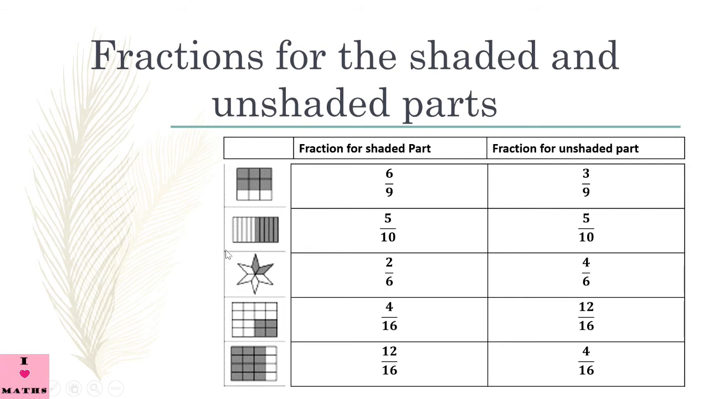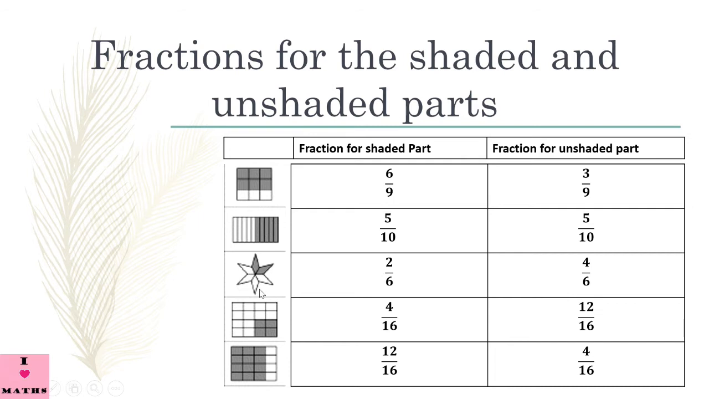Look at this second figure. In the second figure, we have divided the figure into 10 equal parts. And out of 10 parts, we have shaded 5 parts. So the fraction for the shaded parts is 5 upon 10. And the other 5 parts are unshaded. So the fraction for unshaded parts is also 5 upon 10.